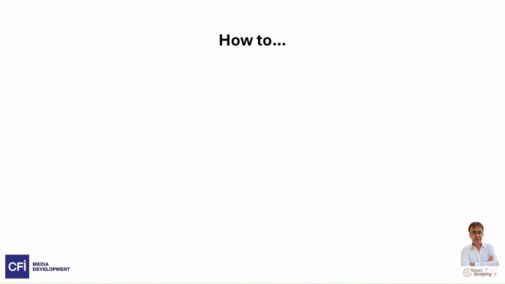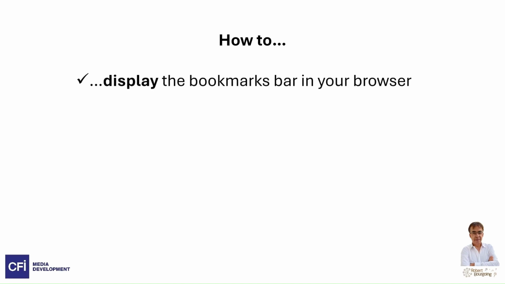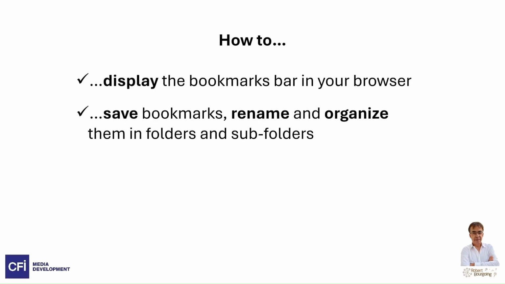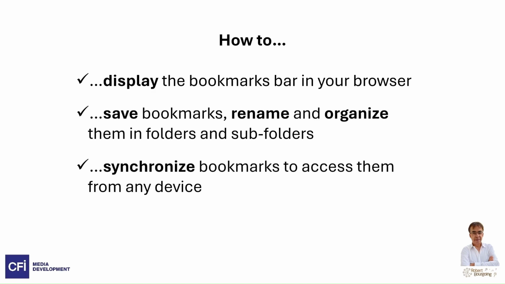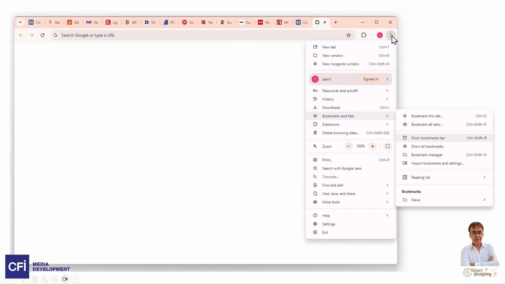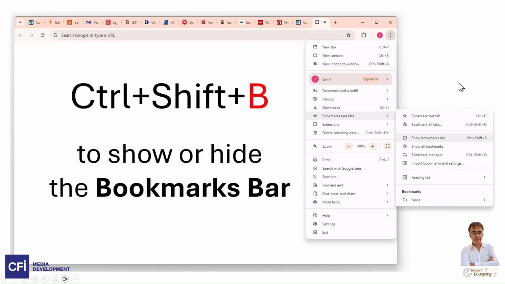So now let's review how to display the bookmarks bar in your browser, to save bookmarks, rename and organize them in folders and subfolders, to synchronize bookmarks to access them not only on your desktop but on your smartphone or any other device, and to share bookmarks. In Chrome, you can display or hide the bookmarks bar by clicking on the three little dots at the top right-hand corner, Bookmarks and Lists, and then Show Bookmarks bar. You can also do the same by holding down the Ctrl-Shift-B keys on your keyboard.